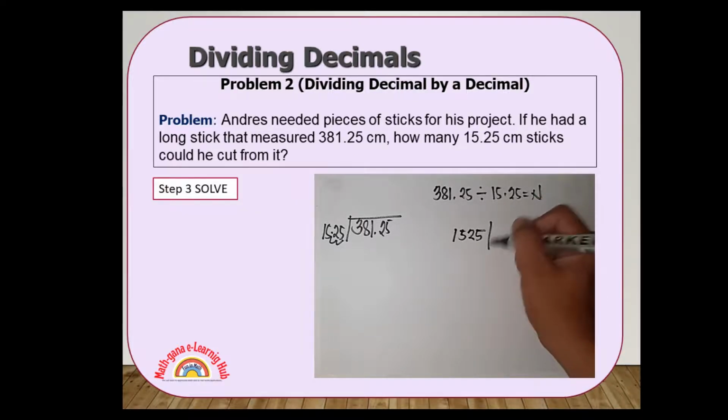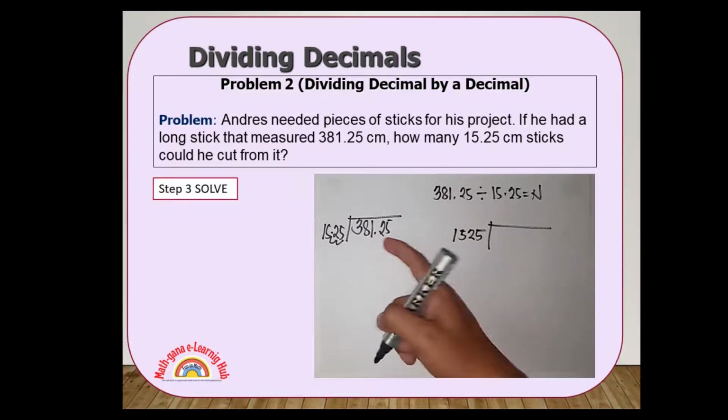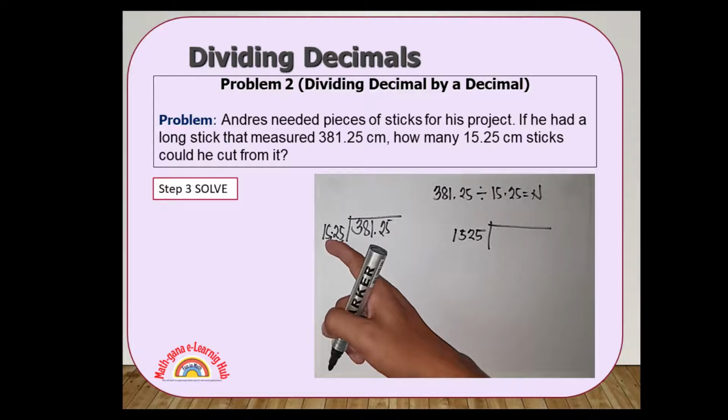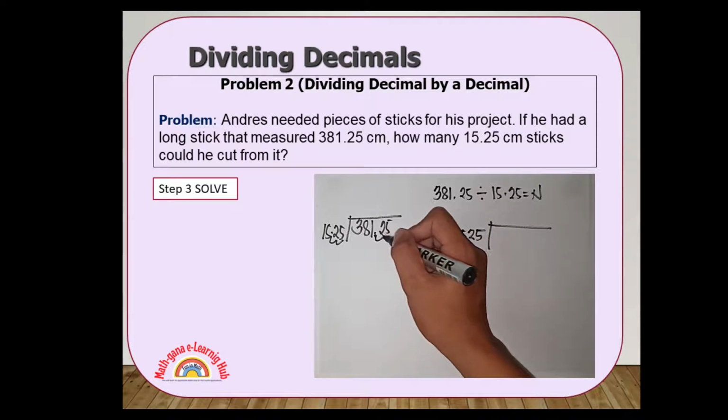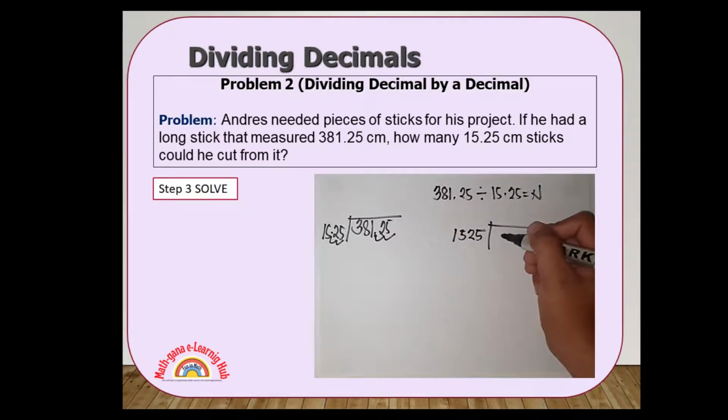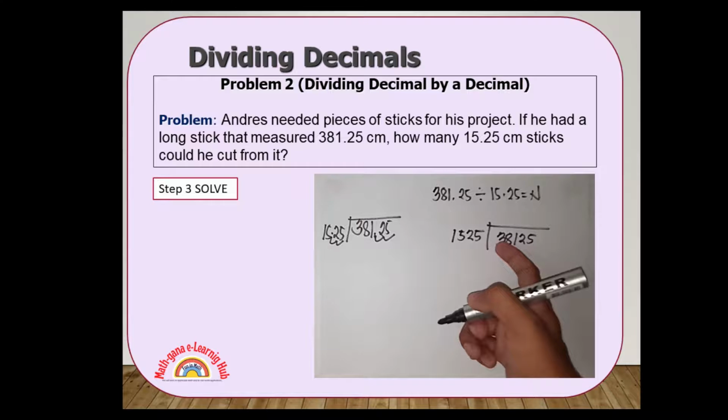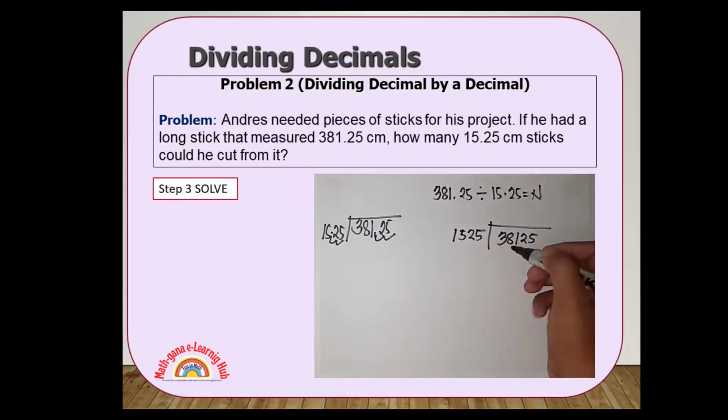In the same manner, let's move the decimal point in the dividend the same number of times we moved it in our divisor. You have here 1, 2, so twice. Let's also move here twice to the right. 1, 2. So that becomes 38,125. Both of them are already whole numbers now. So we'll proceed to division. Let's have first 4 digits, I think. Let's try 3,812 divided by 1,525.